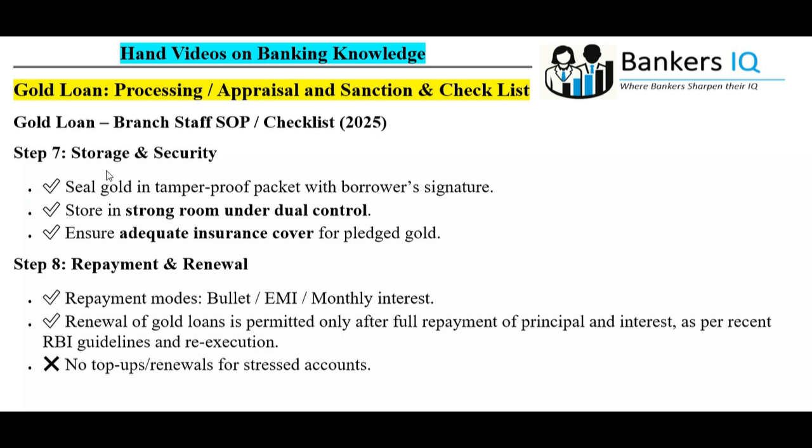Step 7, storage and security. Seal gold in a tamper proof packet with the borrower's signature. Store in a strong room under dual control. Ensure adequate insurance cover for pledged gold. Step 8, repayment and renewal. Repayment modes are bullet, equated monthly installment, and monthly interest. Renewal of gold loans is permitted only after full repayment of principal and interest as per recent RBI guidelines, and re-execution. So no top-ups, and no renewals for stressed accounts.